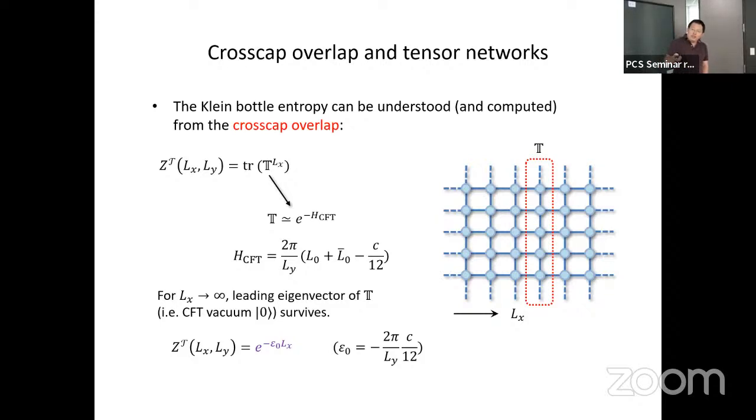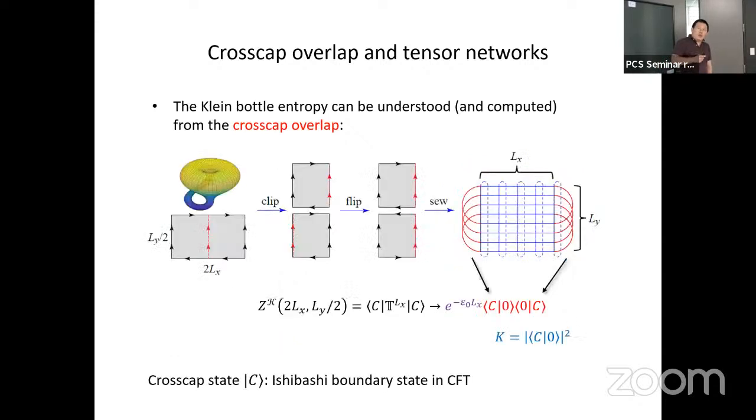And if only the CFT vacuum contributes, the leading eigenvector of the transfer matrix in the CFT language is just the ground state of this CFT, denoted by the CFT vacuum. So L0 acting on the vacuum, or L0 bar, just vanishes. Therefore the eigenvalue of HCFT acting on this leading eigenvector is just this piece. So then the partition function on the torus, with periodic boundary condition along both directions, has this simple result. So then what about the Klein bottle?